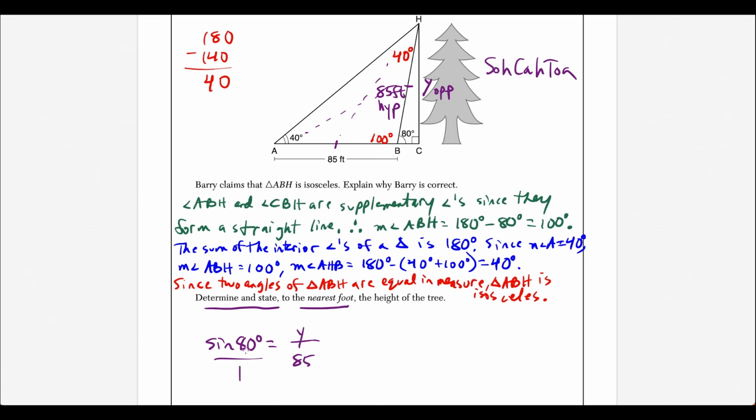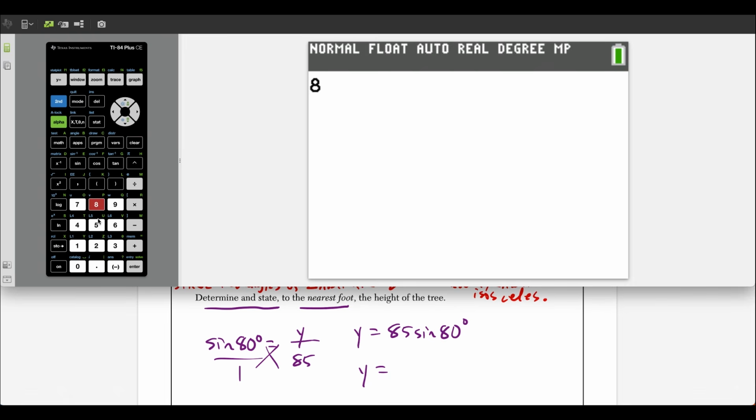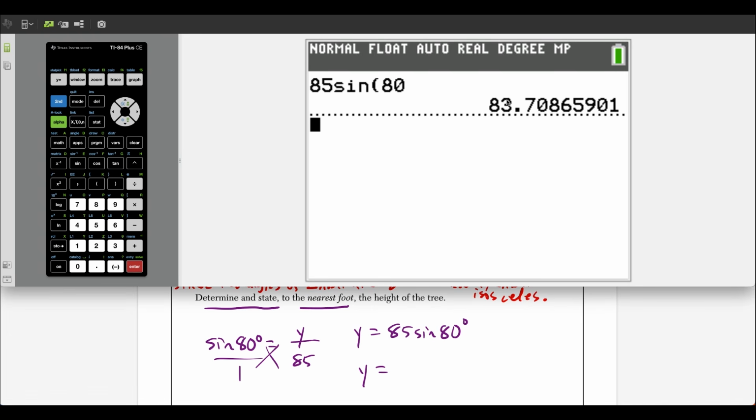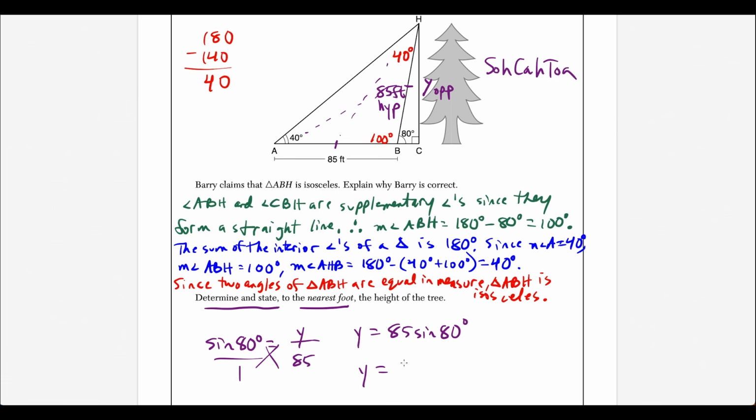So then here we just call this sine 80 over 1, cross multiply, tells us y equals 85 times sine of 80 degrees. And now to the nearest foot, we're going to have 85 times sine of 80. And to the nearest whole number, that's going to be 84. So our solution here is going to be 84 feet.